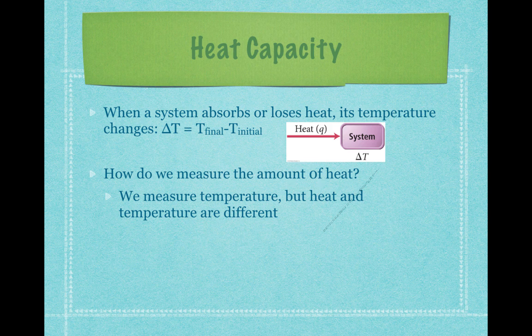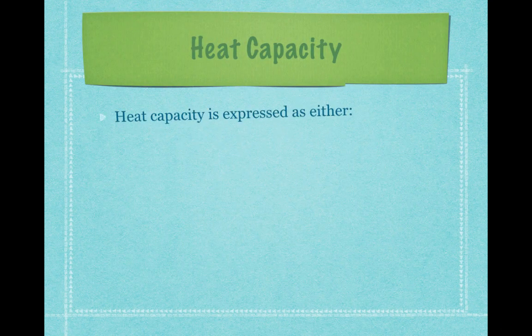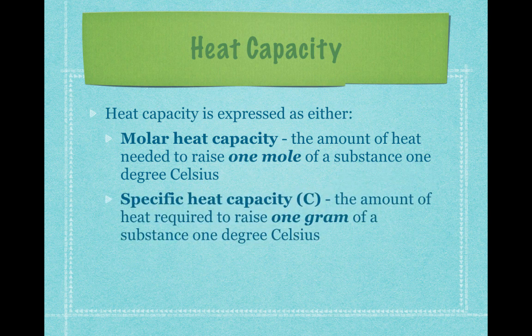And so one of the properties that we need to consider is how much heat is required to raise an object's temperature. And again, this is dependent upon the object's makeup. And this property is called that material's heat capacity. Now, heat capacity is expressed as either molar heat capacity, which is the amount of heat needed to raise 1 mole of that substance 1 degree Celsius, or as specific heat capacity, which is what we use more often than not, and we use the symbol C there.